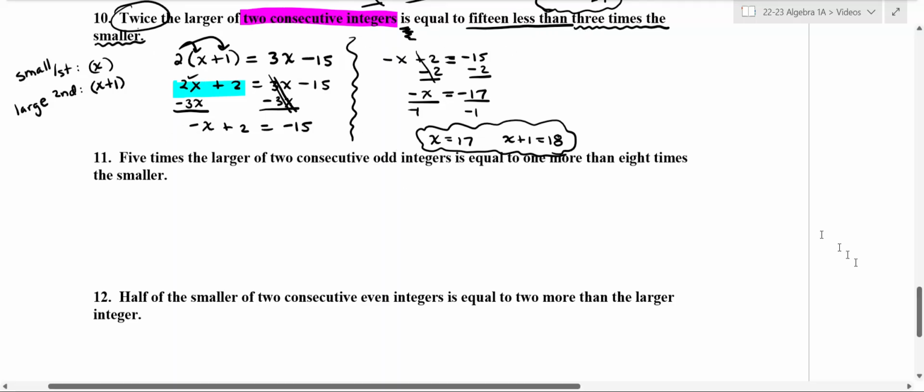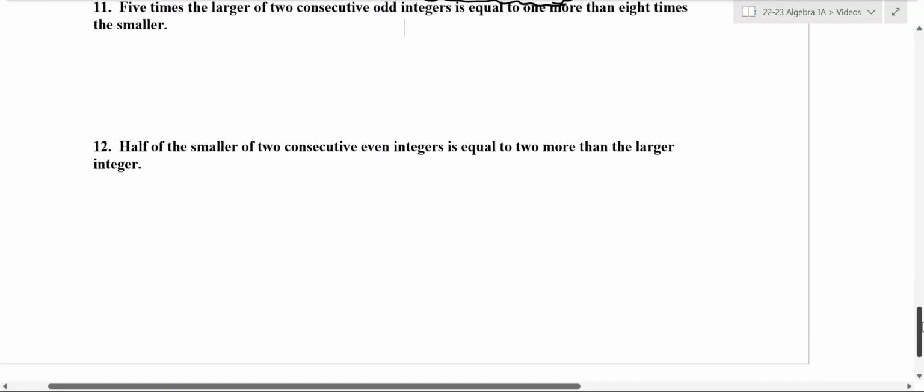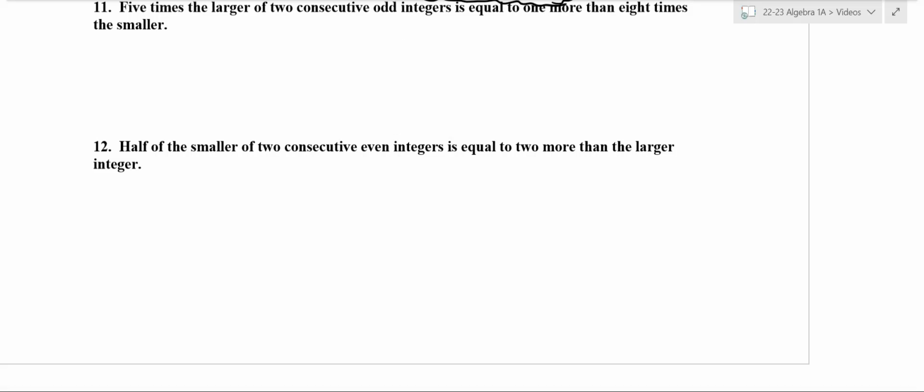All right, 2 more problems. Number 11. 5 times the larger of 2 consecutive odd integers is equal to 1 more than 8 times the smallest. Yes, I think they just do this purposely to make it as confusing as possible.